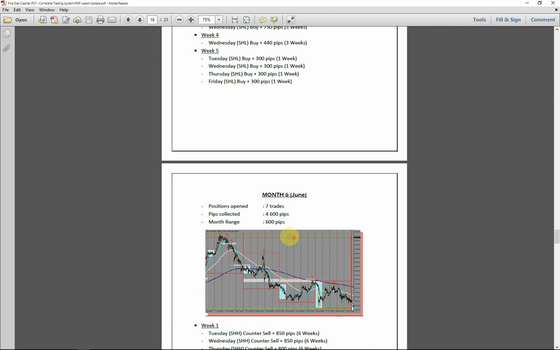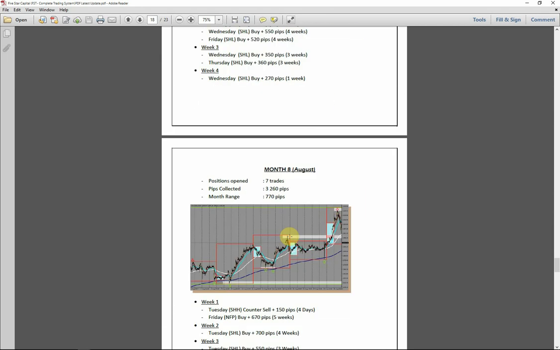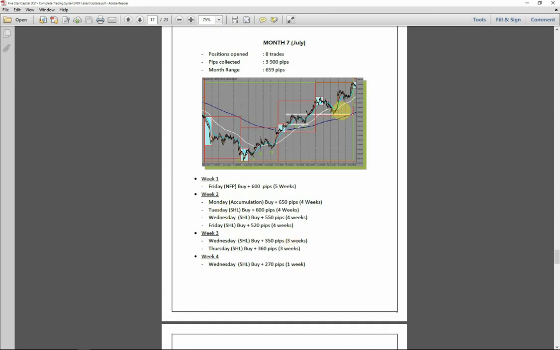You understand? I have my statistics. These are my numbers. You have to create your own numbers. As you can see, man, these are very consistent. When you enter here, you hold because you know it's the second week of the month. The monthly range is 659. So from this low to that high, it's 659 pips.